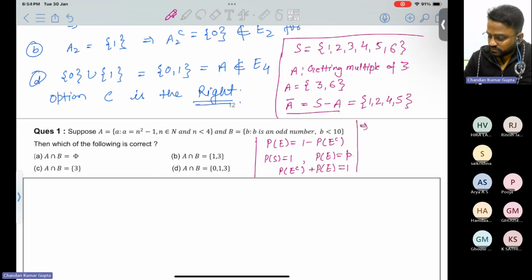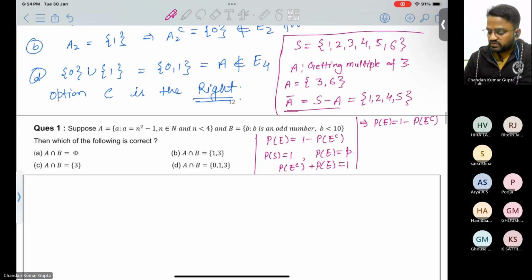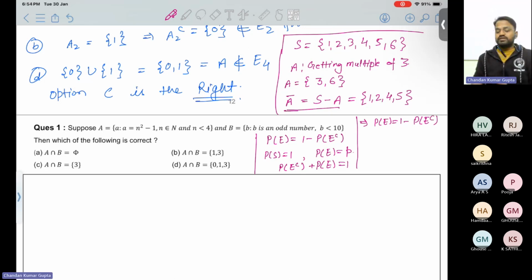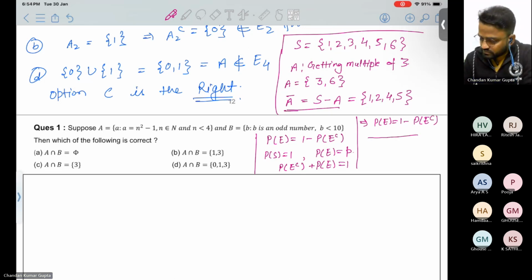This implies the probability of any event E equals 1 minus the probability of E complement. We have actually applied the complement condition.